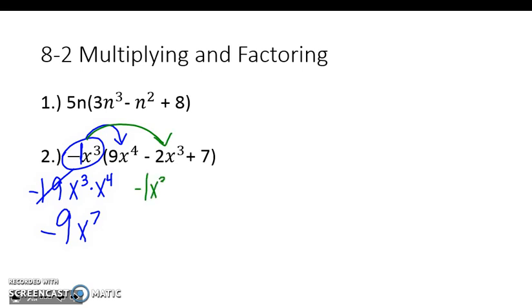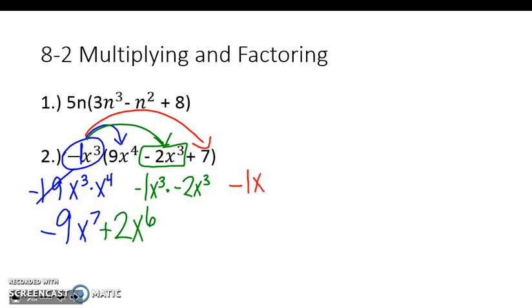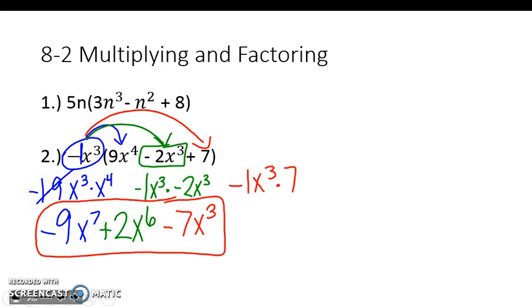I'm going to take negative 1 x cubed times negative 2. Guys, make sure you take those signs with it. So we get positive 2x to the 6th, because we're adding those exponents. And then negative 1 x cubed times positive 7. So we get negative 7x cubed. As long as it's written in standard form, we'll be done. Guys, these are pretty simple problems here. They're pretty simple, but we have to be careful of our signs, and we have to make sure they're written in standard form and remember our exponent rules.